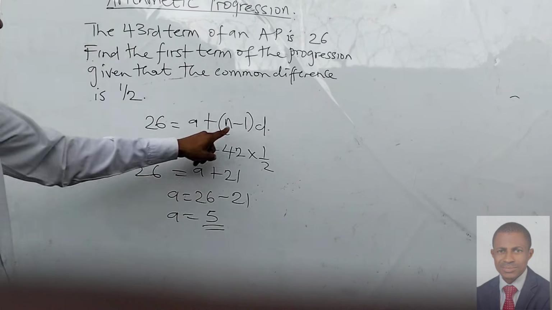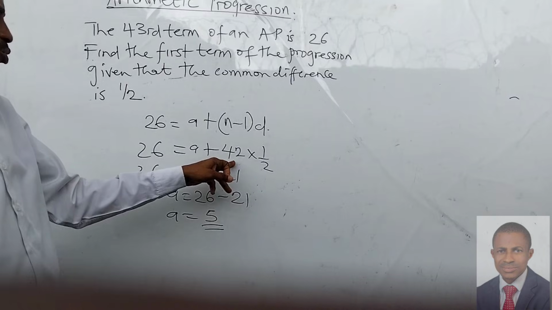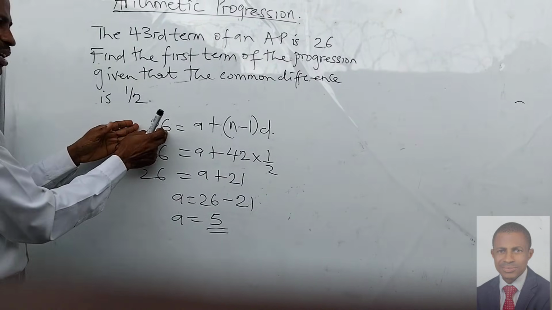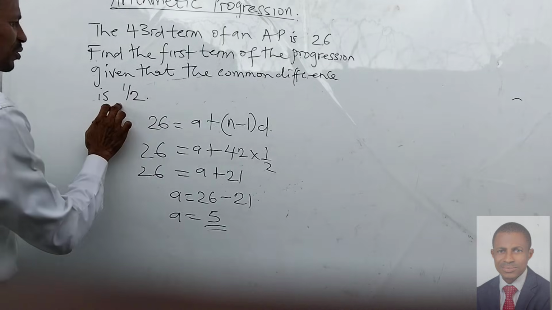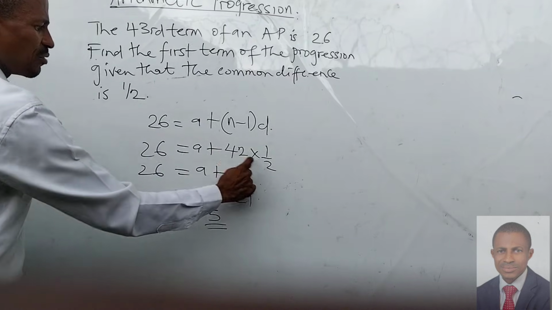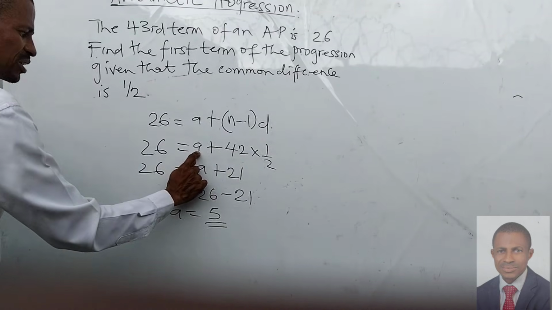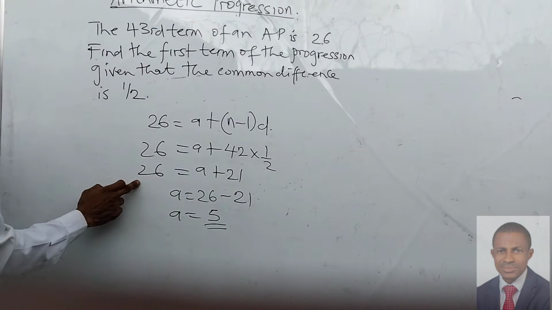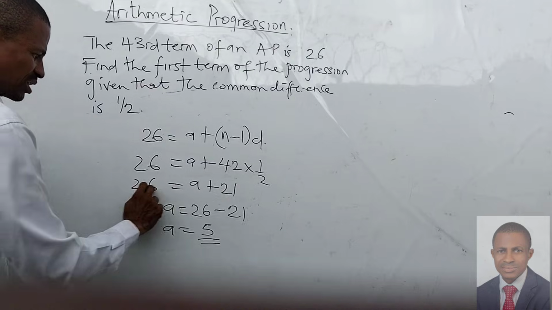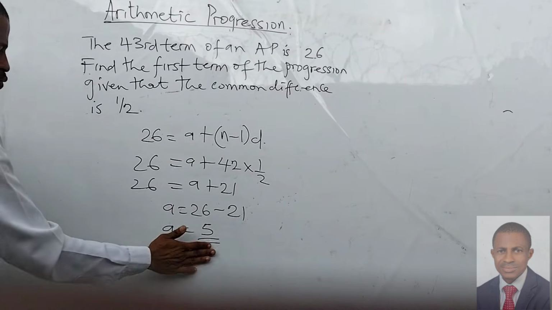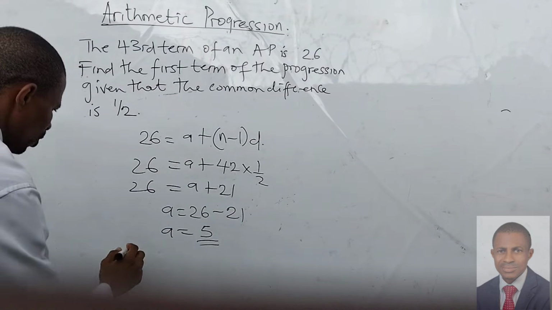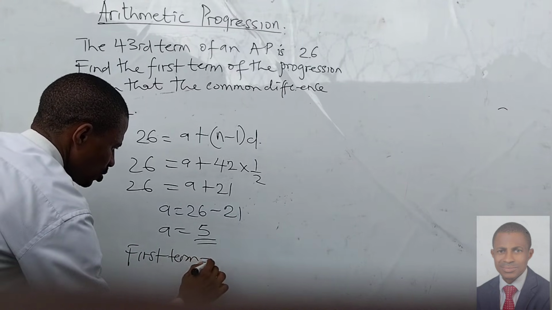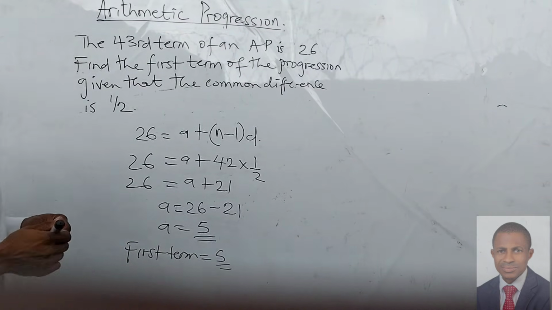The 43rd term means 43 minus 1, that's 42. And that term is already 26. So we put the 26 here. And we're given a common difference of half. So half of 42 is 21. So our first term, which we are looking for, unknown plus 21 equals 26. Then our unknown will be 26 minus 21, which gives us 5. It means that our first term now equals 5. This is the solution.